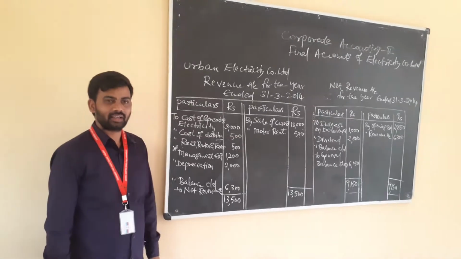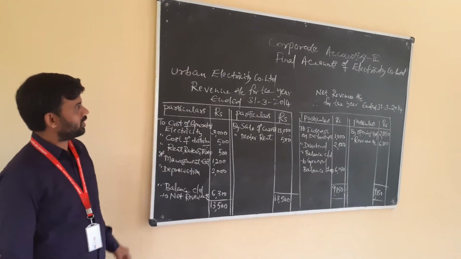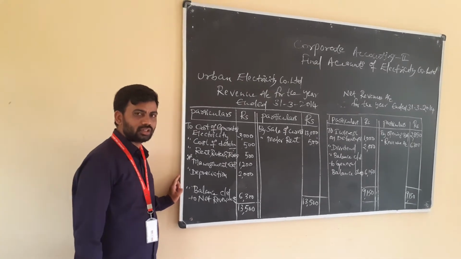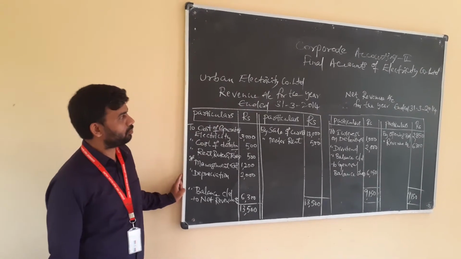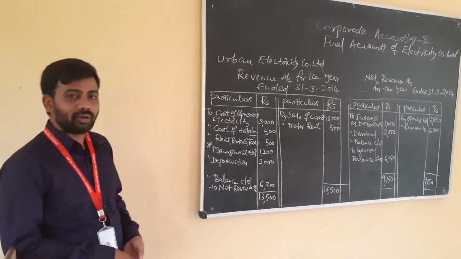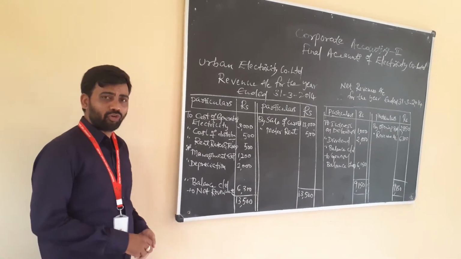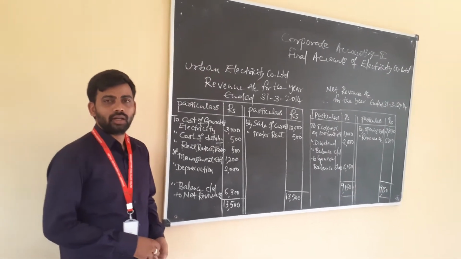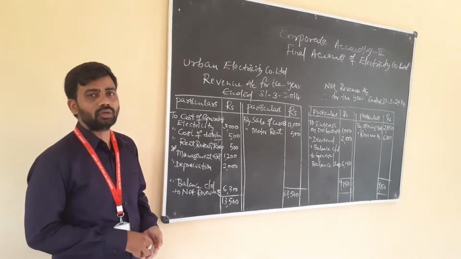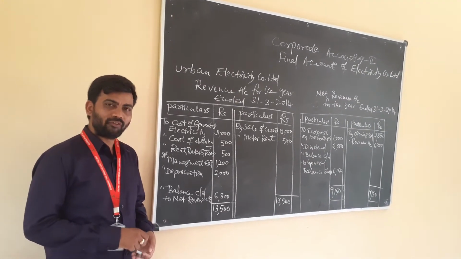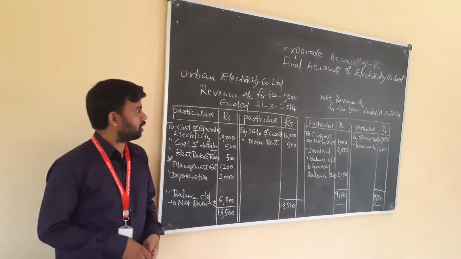Dear students, in today's class, I am going to teach you final accounts of Electricity Company Limited. Under Electricity Company Limited, there are four accounts to be prepared. Number one, revenue account. Number two, net revenue account. Number three, capital and expenditure account. Number four, general balance sheet.